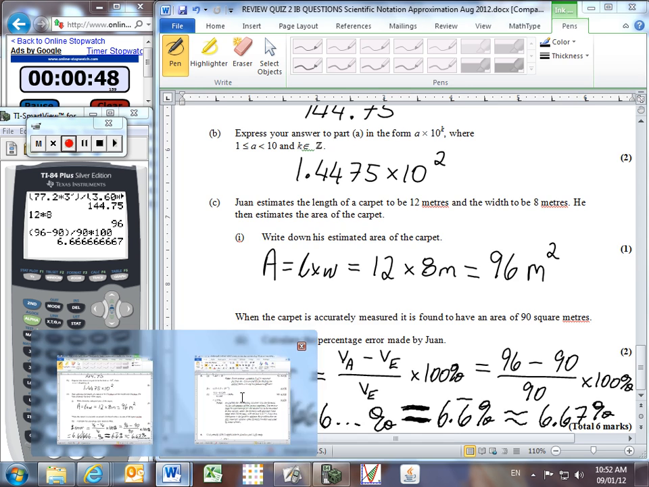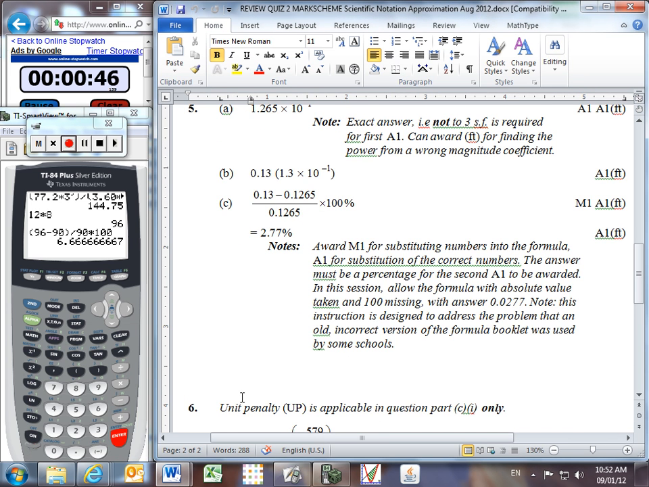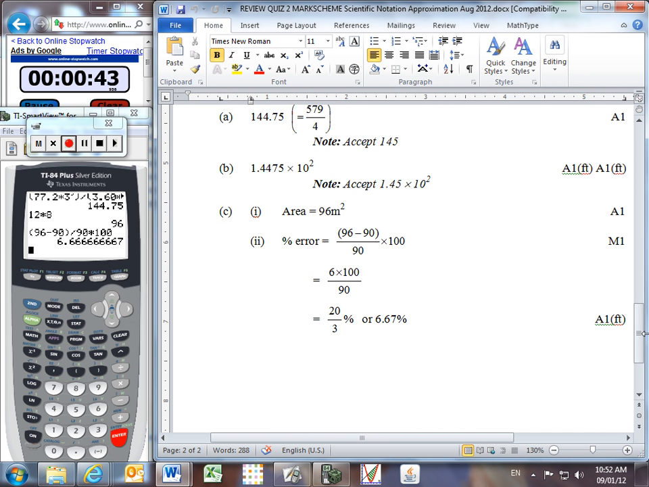So we'll quickly look at the mark scheme before my time runs out. Part A, 144.75. It's interesting that they accepted a 3 significant figure answer. Part B, scientific notation, 1 point for the beginning, 1 point for the times 10 to the negative 2. 1 point for the area of 96 meters squared, and you should have the units in there.